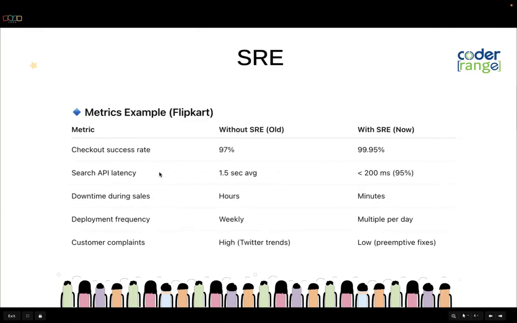Now I'll talk about SRE in Flipkart. I'll take a demonstration of Flipkart. As we discussed, without SRE, in the old traditional model, they had a checkout success rate of only 97%. Now with SRE, they are able to achieve 99.95%. API latency also shows a lot of reduction. Their downtime was sometimes in hours, but now it's minutes. Their deployment frequency was previously weekly, and now they can deploy multiple times a day. Customer complaints also reduced.